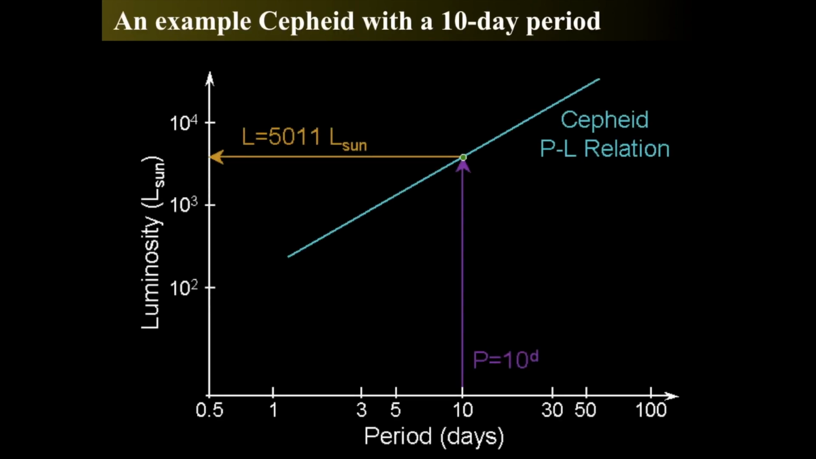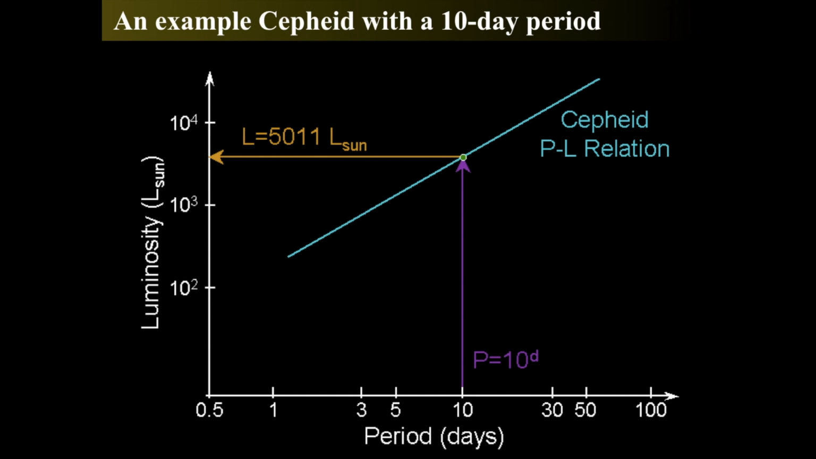So we can do an example. Given a well-calibrated Cepheid relationship, specifically the Leavitt Cepheid period luminosity relationship, if you find one that takes 10 days to get bright and dim and bright and dim, then we know it's about 5,000 times the luminosity of the sun. And that's incredibly important because now all you have to do is find the periodicity, make sure it's the same kind of character as a Cepheid, not an RR Lyrae, meaning their light curves, how they get brighter and dimmer with time, are different between RR Lyraes and Cepheids.